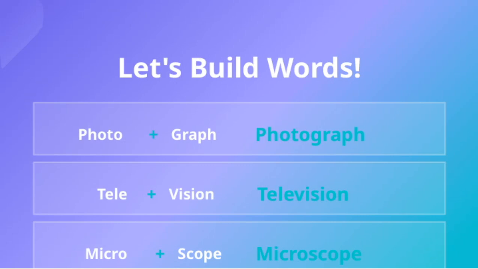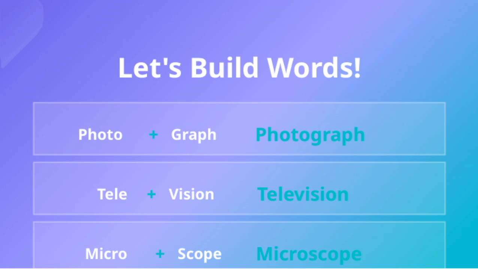Let's take a closer look at how we use word parts to build new meanings. On this slide, we see the word microscope. It's made up of scope and micro. Scope suggests looking or viewing, and micro means small. Together, a microscope helps us see tiny things we can't see with our eyes alone.